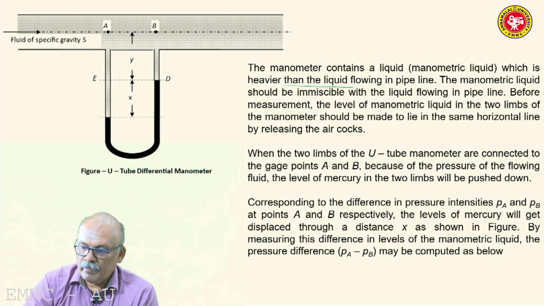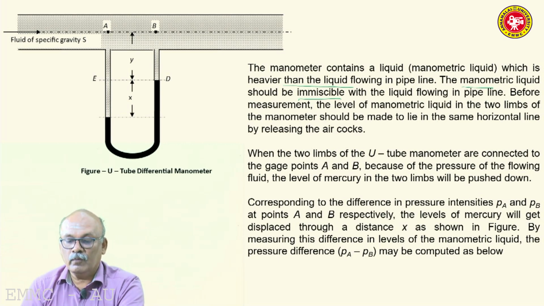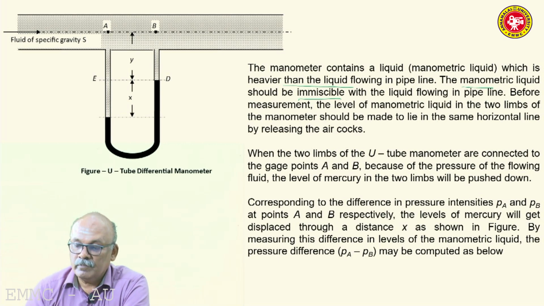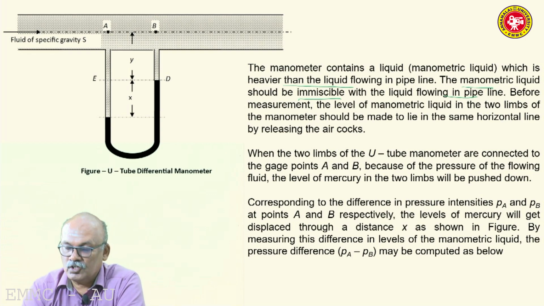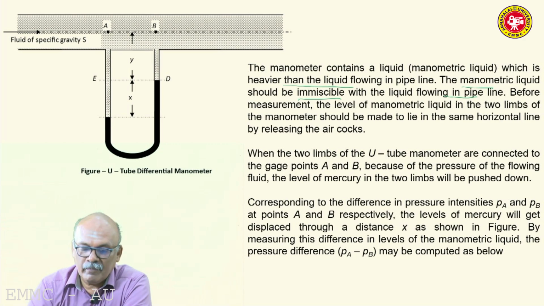Also, the manometric liquids should be immiscible, whether it is an inverted or U-tube differential manometer. The manometric liquid should be immiscible with the liquid flowing in the pipeline. They should not mix with each other. So before measurement, the level of manometric liquid in the two limbs of the manometer should be made to lie in the same horizontal plane.